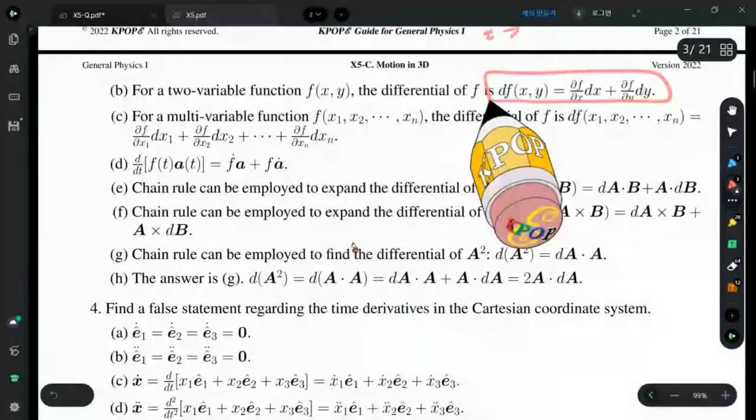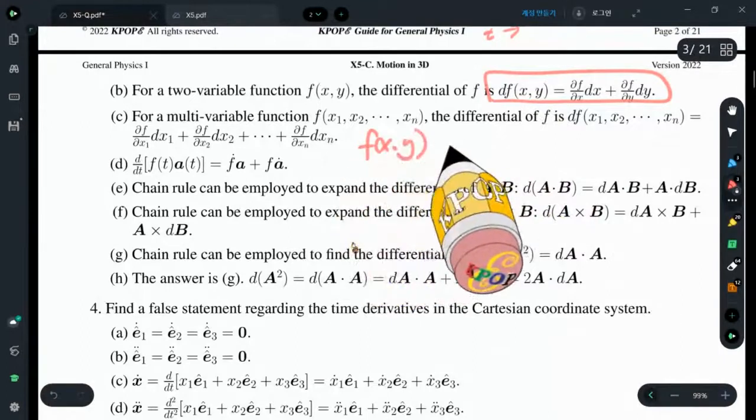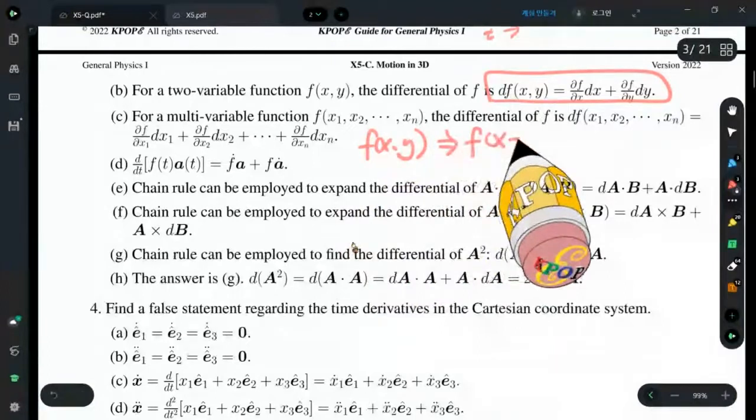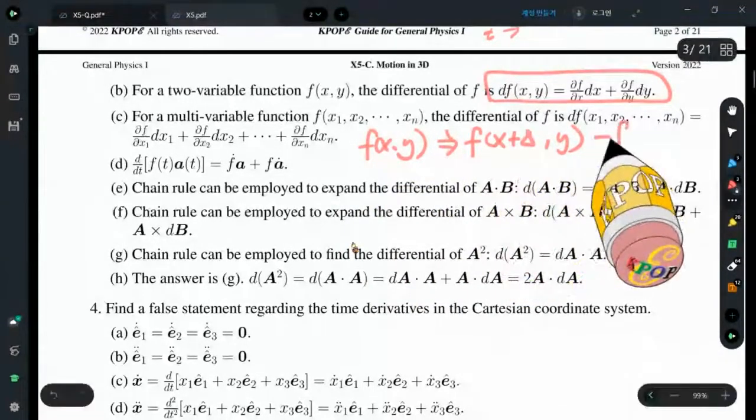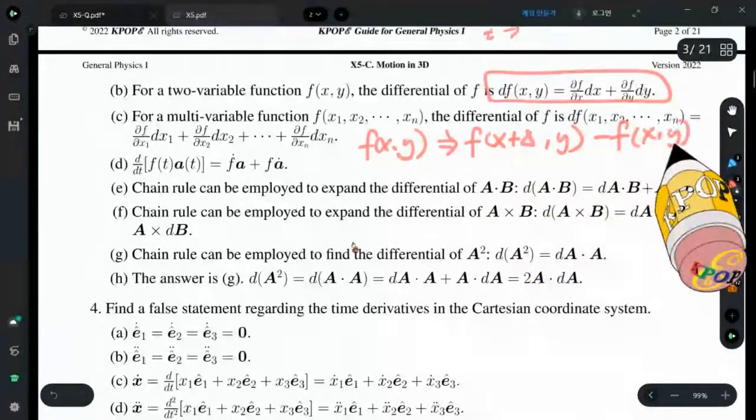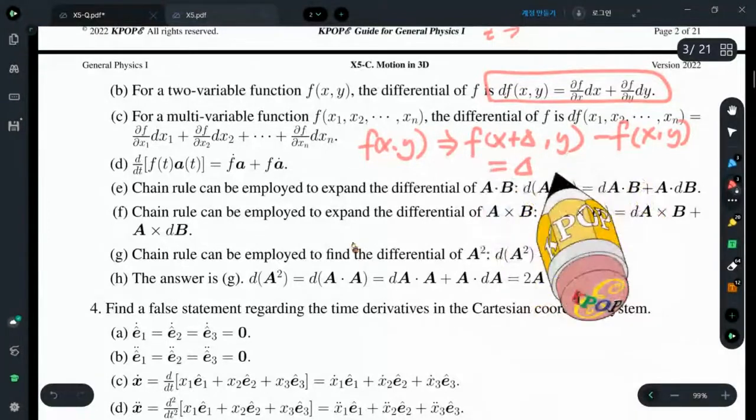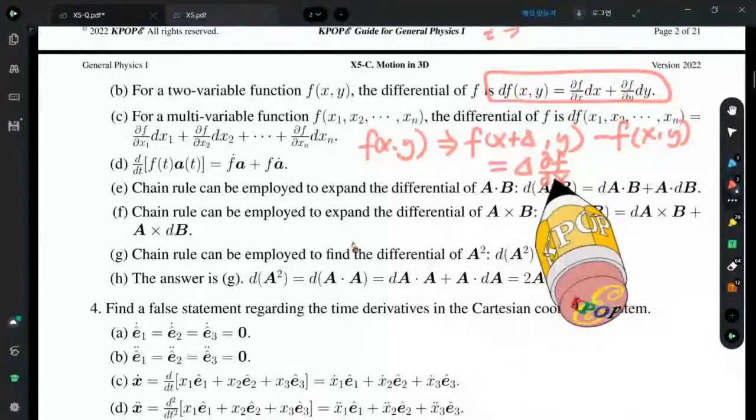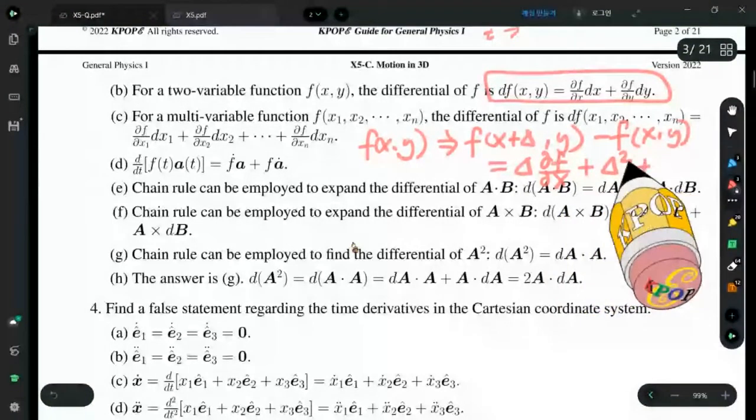this is the next one. F is a function of x and y, then it changes by varying this one, which is different from this. And this change is proportional to this. And this one has additional small pieces.